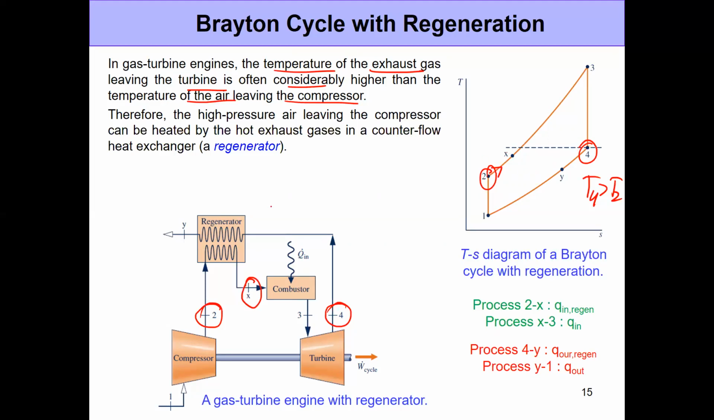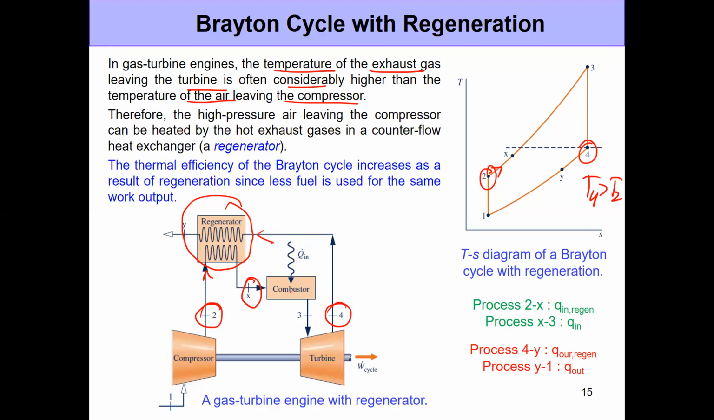So in a regenerator, which is shown here, what we do is we make use of the high temperature gases coming out from the exit of the turbine, and we use them to heat up the high pressure gases coming out from the compressor. And this eventually allows us to reduce the QN, or the amount of heat that you need to provide within the combustor, and thereby increases the efficiency. Okay, so when you use a regenerator, efficiency is going to increase in most cases, certainly as long as T4 is greater than T2.